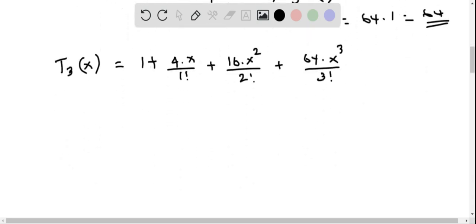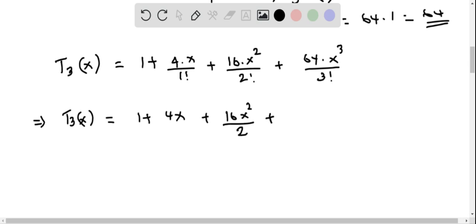So let's simplify this, and so this gives T3 of x, and this equals 1 plus 4 times x is 4x, and divided by 1 factorial is 1, so it is 4x. And here we have 16x squared divided by 2 factorial is 2, plus 64 times x cubed, which is 64x cubed, and divided by 3 factorial is 1 times 2 times 3. So we can simplify this. This goes 32 times. So it's basically 32x cubed by 3.